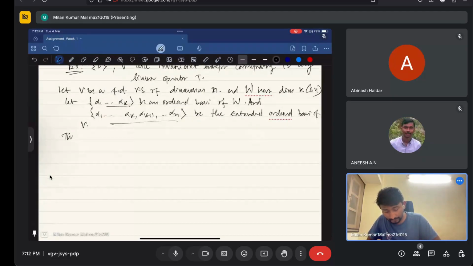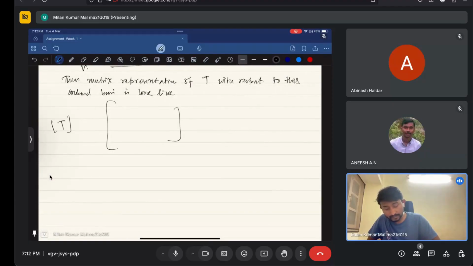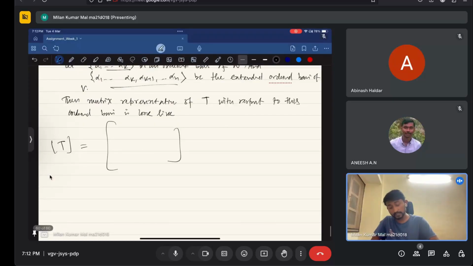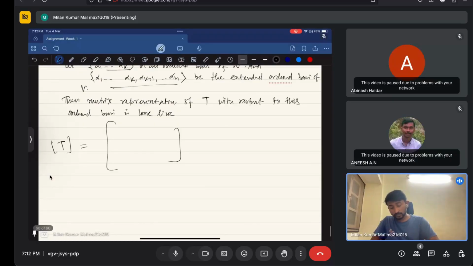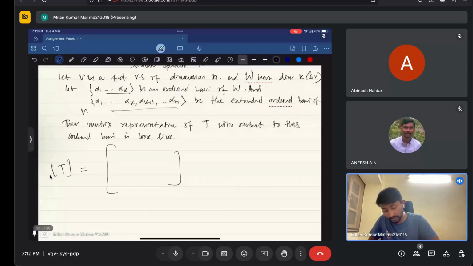Then the matrix representation of T with respect to this ordered basis looks like this. This is the matrix representation of T with respect to the full ordered basis. Let's consider this part corresponding to V and this part corresponding to W. So let's write this ordered basis as beta, and this as beta dash.